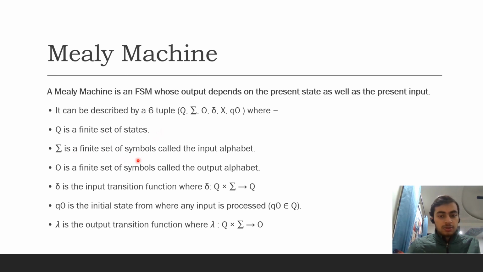Sigma is a finite set of symbols called the input alphabet. O is a finite set of symbols called the output alphabet. Delta is the input transition function where delta, that is Q multiplied by sigma, gives us Q itself. Q naught is the initial state from where any input is processed, where Q naught belongs to Q. Lambda is the output transition function where lambda is Q multiplied by sigma, that gives us O.